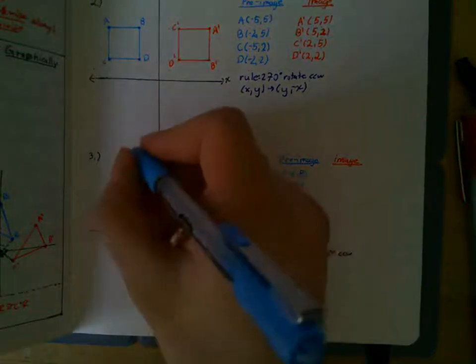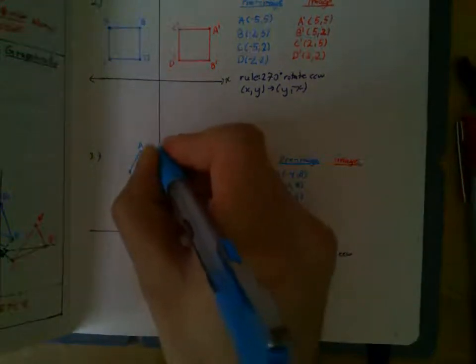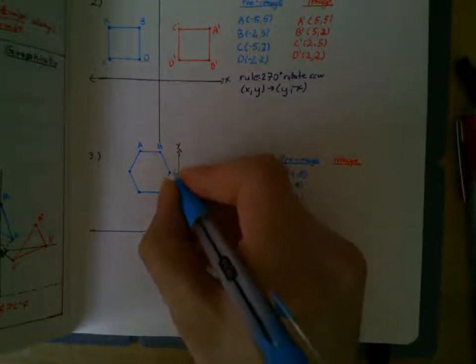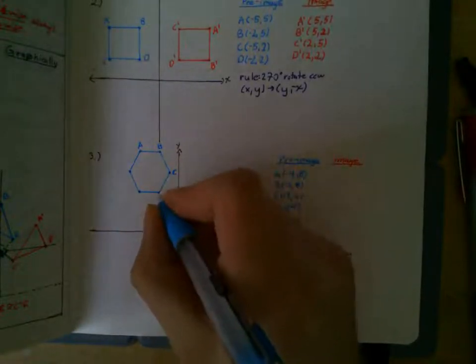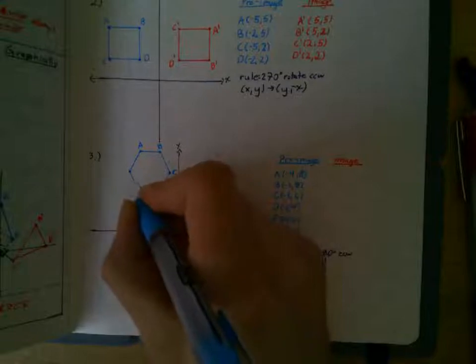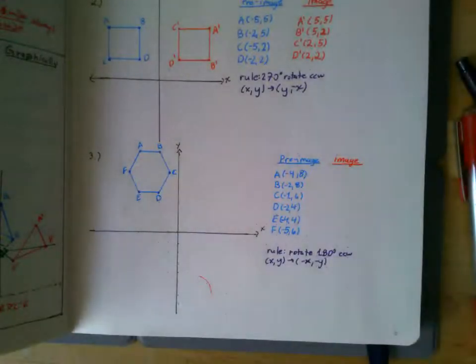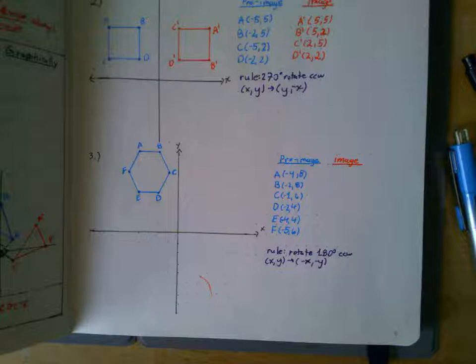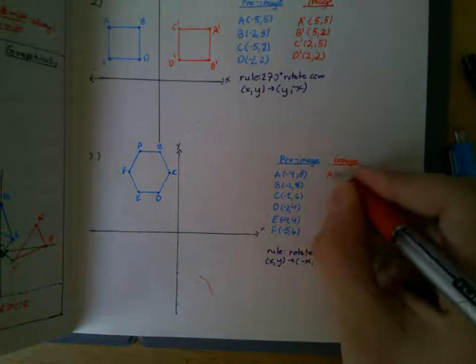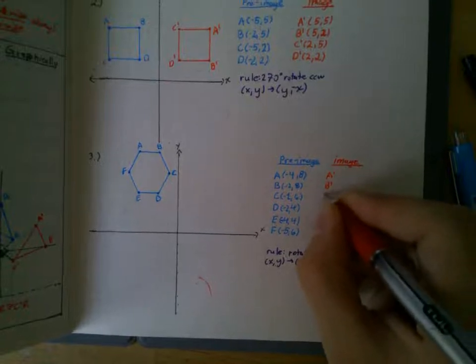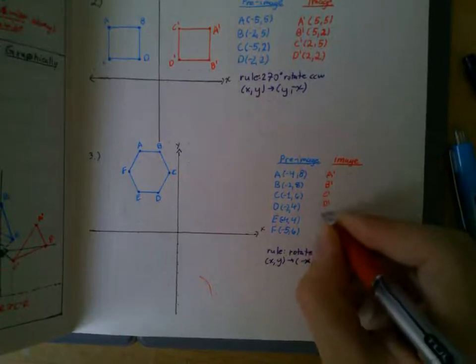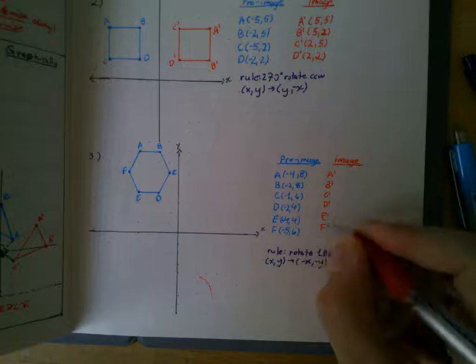Okay, so that means A, B, C, D, E, F. A prime, B prime, C prime, D prime, E prime, F prime.